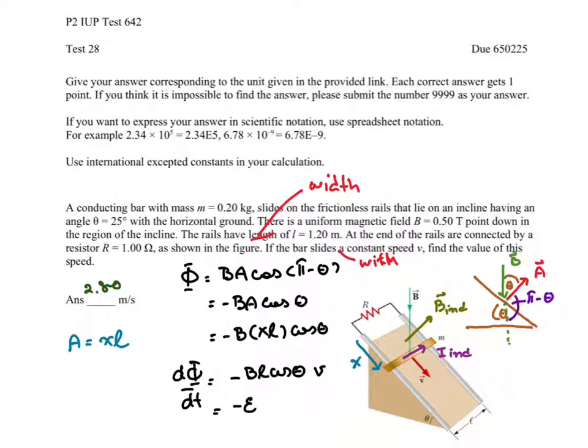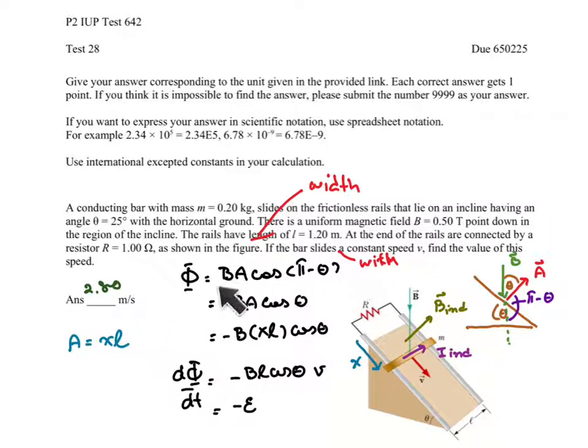Now, let's go to the detail of the calculation. First, we know that the flux in this loop changes. So we must first calculate the flux of the external magnetic field that passes through this loop. If the distance of the bar from the upper end of the rail is x, and the distance between these two rails is L, the area of this loop is xL, right?